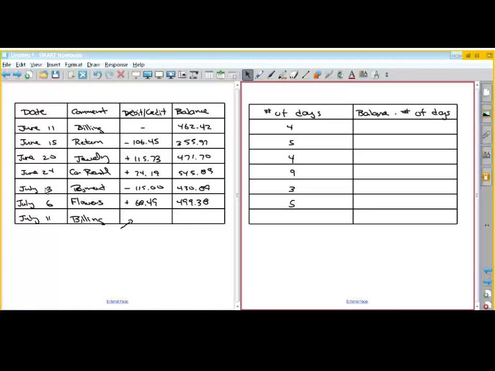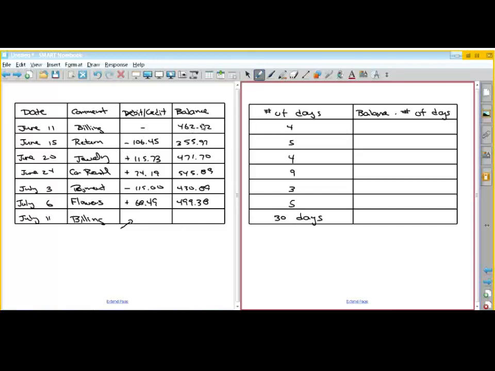Okay. 4, 5, 4. I have this 4 plus 5 plus 4 plus 9 plus 3. Oh, I added 8. I don't know how I did that. 4 plus 5 plus 4 plus 9 plus 3 plus 5 is 30 days. Okay, that makes sense. So we have 30 days if we add all this up, and it's how many days are in the month in between where we switch days. So 30 days has September, April, June, and November.